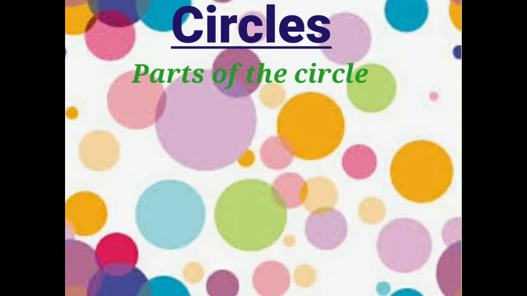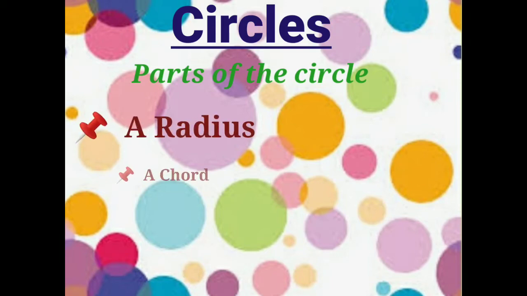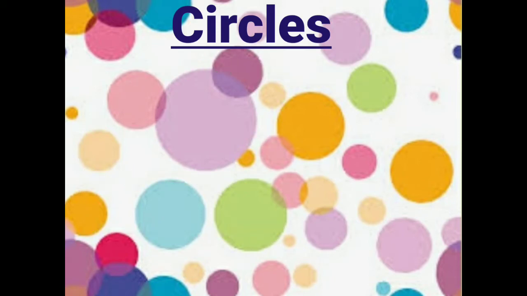Altogether, the circle has 8 parts. In this chapter, we shall discuss the first 3 parts. That is a radius, a chord, and a diameter.